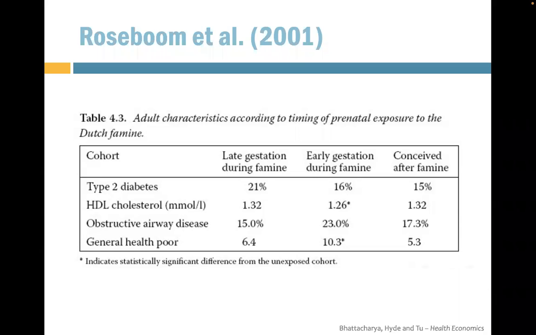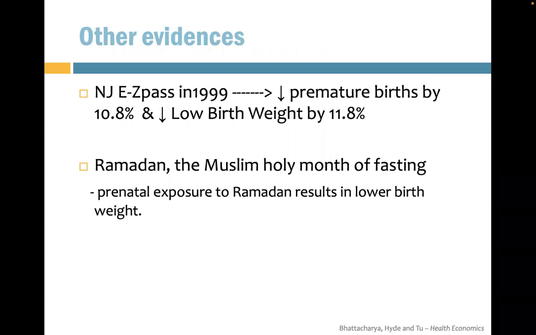And then the early gestation during famine. But if we combine the first two columns, we can see that it's significantly worse than the baby groups that conceived after famine. Okay, so here are some other evidence. There's not enough context here, so you guys can read it on your own.